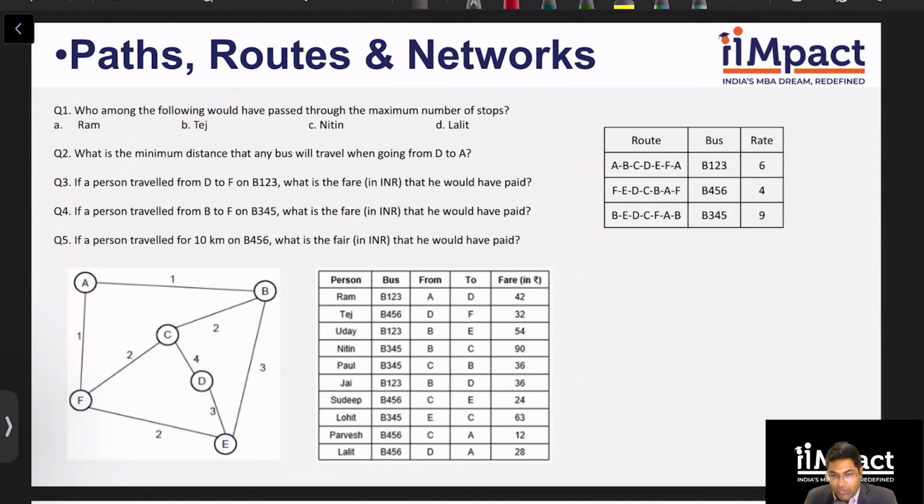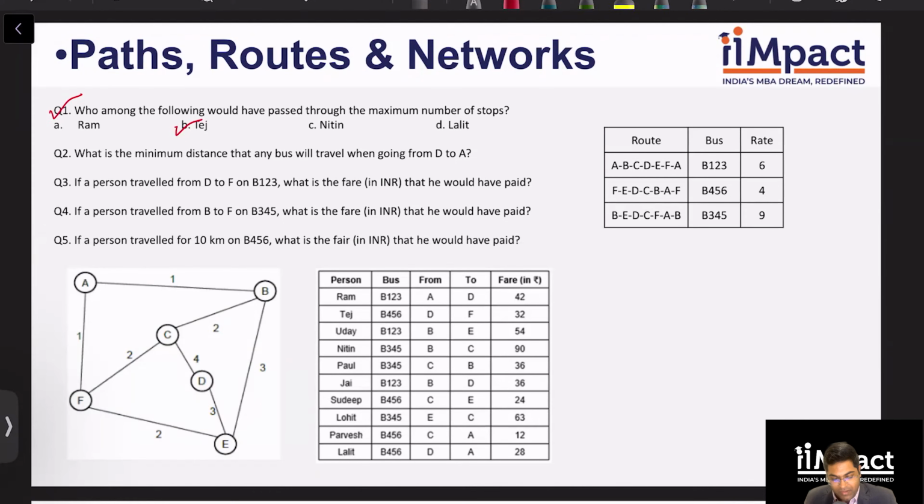Yes? Alright. Let's answer the questions quickly. Who among the following would have passed through the maximum number of stops? So I need to take each person, which bus they went into, what was the route, and just count the number of stops. A pretty laborious kind of question. No smart tricks. So it will be Tej.